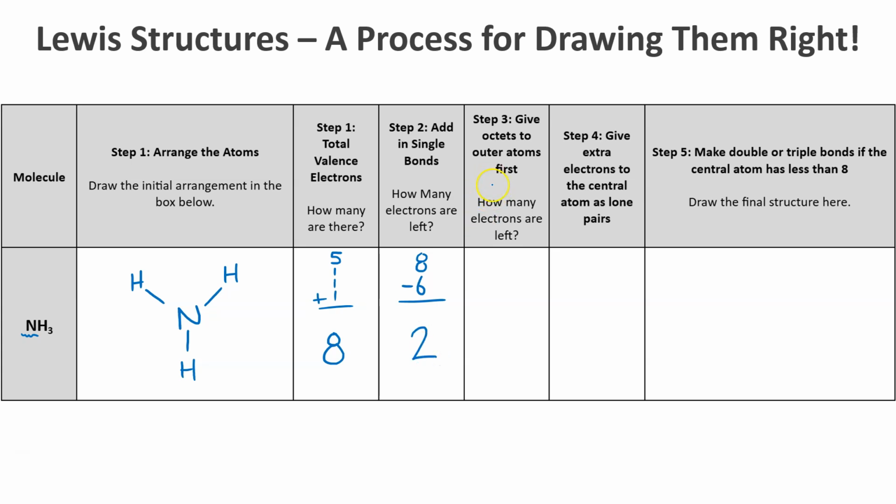Step 3 tells me the next thing I should do is give octets to the outside atoms first. Octet, of course, meaning 8 electrons. That's the magic number for each atom to achieve chemical stability. And it also tells me that we're going to do this for the outside atoms first. And yes, the order that you do it matters. Here, my outer atoms are hydrogen. Each hydrogen already has 2 electrons in the bond, so to get it up to 8, I have to give each hydrogen an additional 6. And you're just going to go around and do all of that for the outside atoms first.